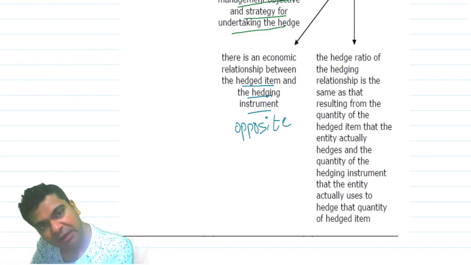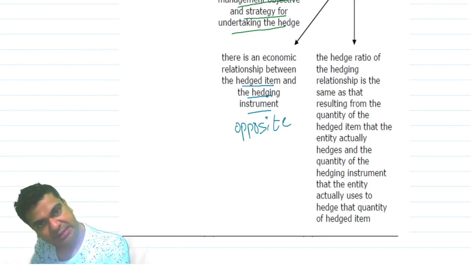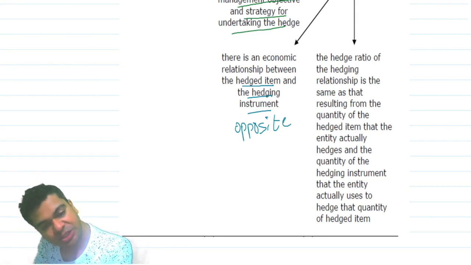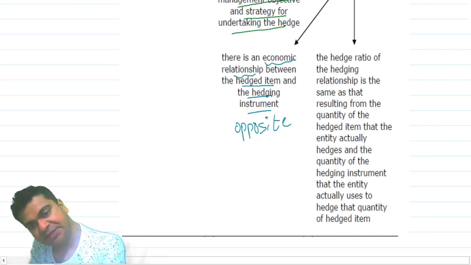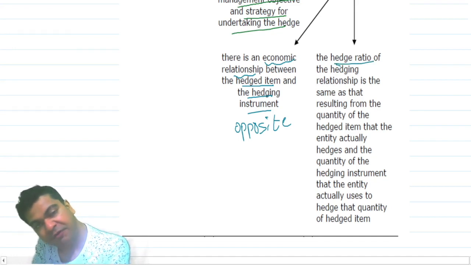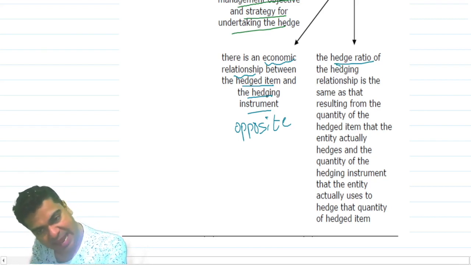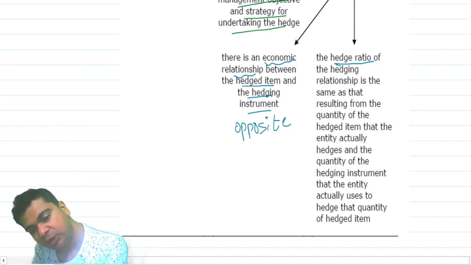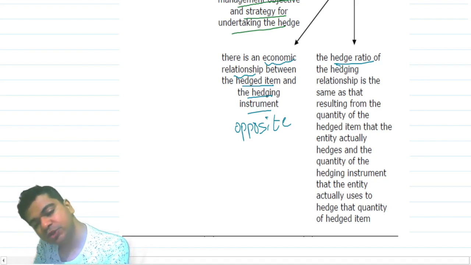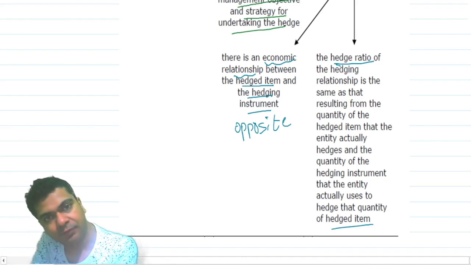The reason why we treat the hedged item and the hedging instrument as a single item is so that these gains and losses can be offset against each other. Now that will be possible only when the two of them have some economic relationship. And finally, they are referring to the hedge ratio. They are saying the hedge ratio of the hedging relationship is the same as that resulting from the quantity of the hedged item that the entity actually hedges and the quantity of the hedging instrument that the entity actually uses to hedge that quantity of the hedged item.